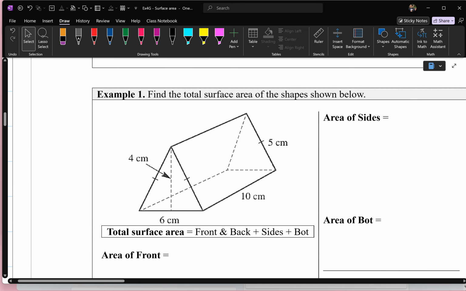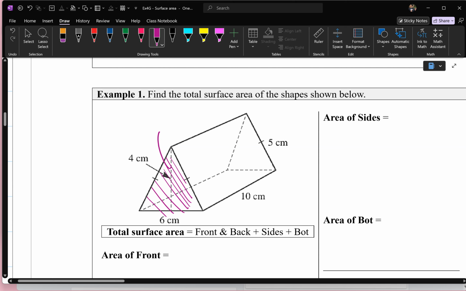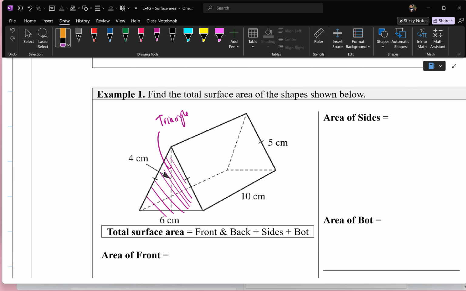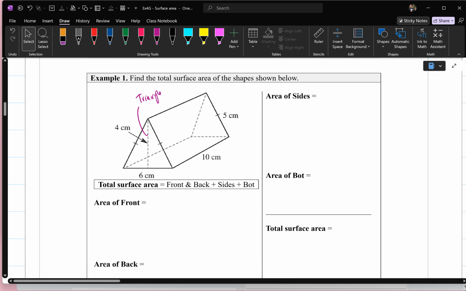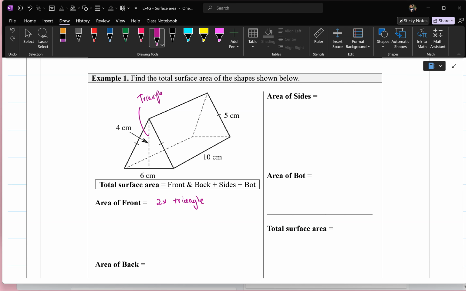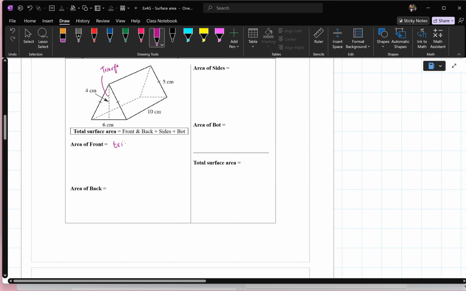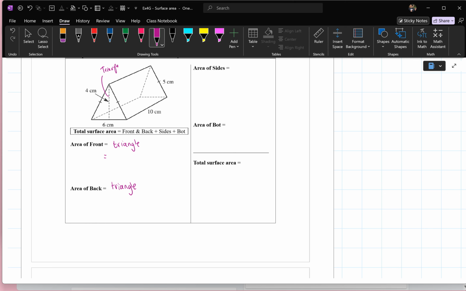Here you've got a triangular prism, and hopefully you can see that there is a front, which is a triangle. So you know there's a triangle here. There is a back, which is also a triangle. Okay, so we've got 2 triangles so far. So the area of the front and back is 2 times the area of a triangle. And we know that the area of a triangle is half times base times height. Okay, and we'll calculate that soon.